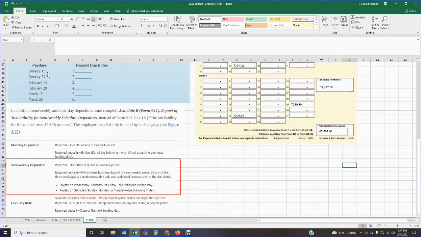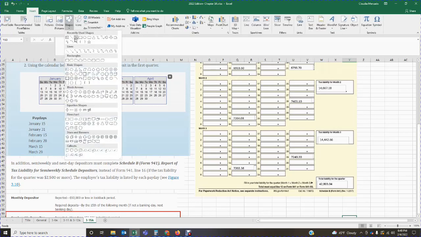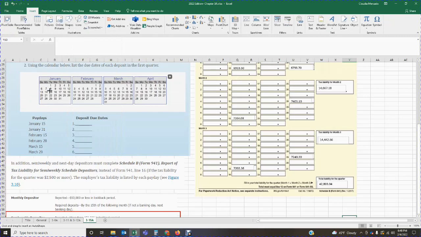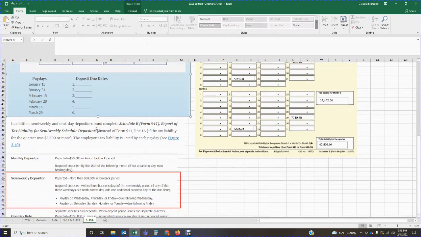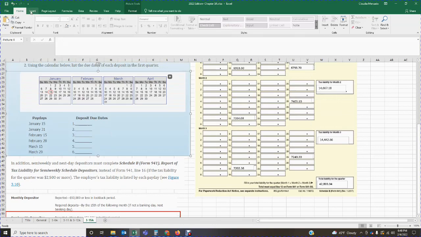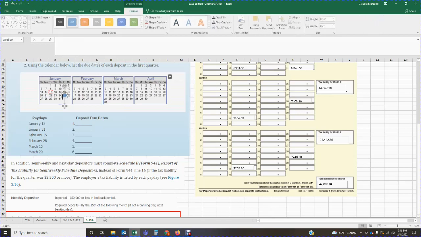Okay. So here we have January the 15th. We're going to look at the calendar. January the 15th right here falls on a Tuesday. So if the payday falls on a Tuesday, it says that the deposit is due the following Friday. Okay, so that means it is due the following Friday, which would be the 25th. No, the following Friday would be the 18th. It's the Friday right after that specific date.